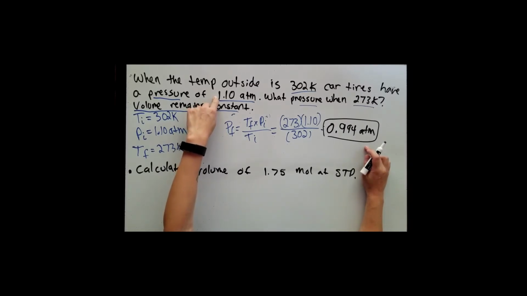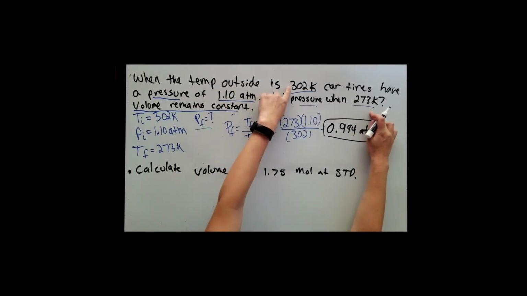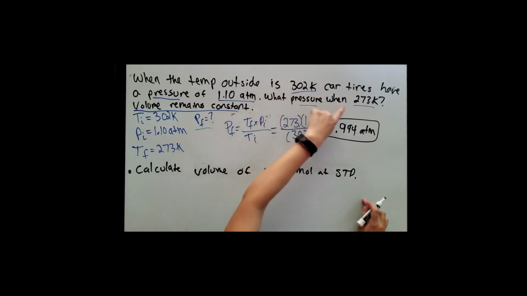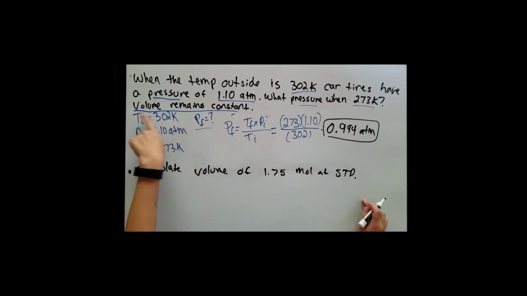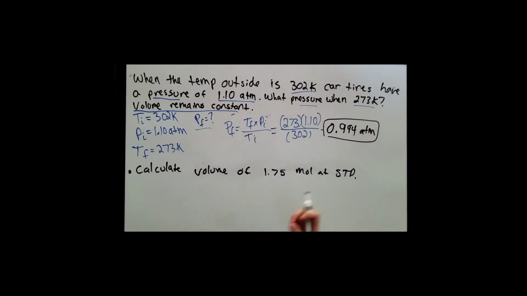Okay, how did I predict it would go down though? I predicted that because the temperature went down. So if the temperature is decreasing and the volume is kept constant, what's happening to the molecules in the tire is they're slowing down. They're not moving as fast. When it gets colder, the molecules don't move as fast.